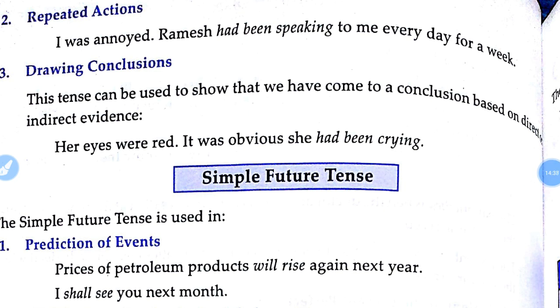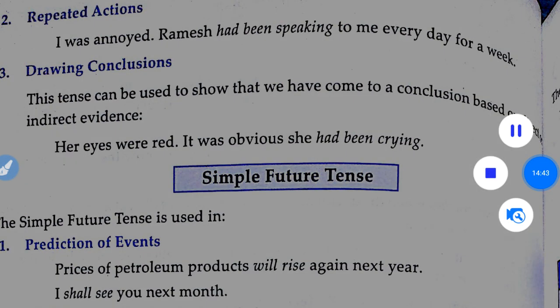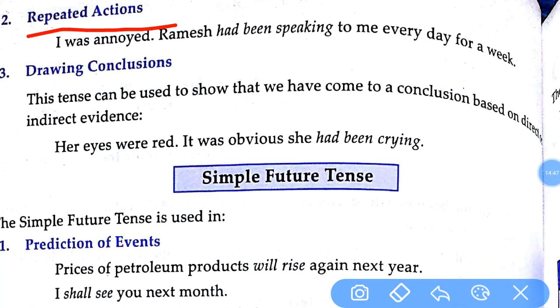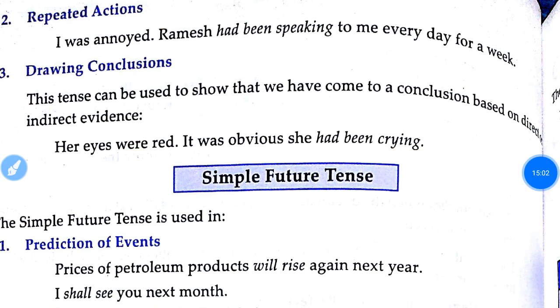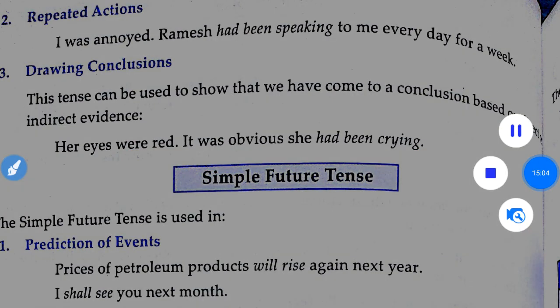So we see here it is used for repeated actions and also for drawing conclusions. We use this past perfect continuous tense: had been speaking and also had been crying. We don't know why her eyes were red, but then we suppose that she had been crying. Therefore, her eyes are red.